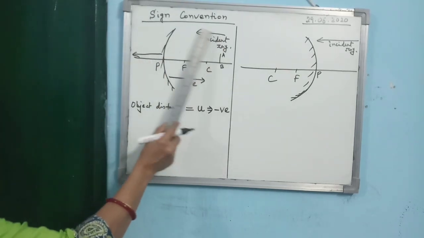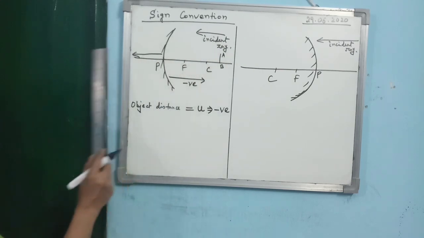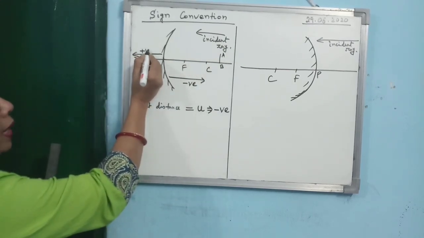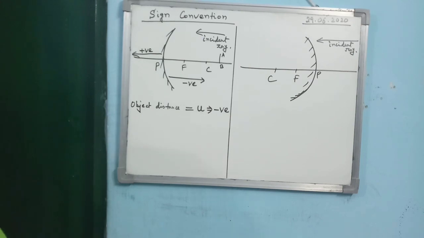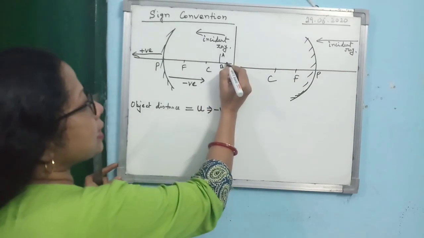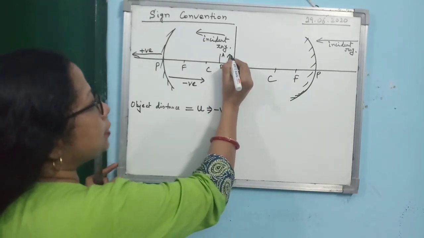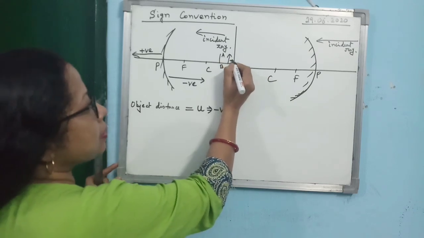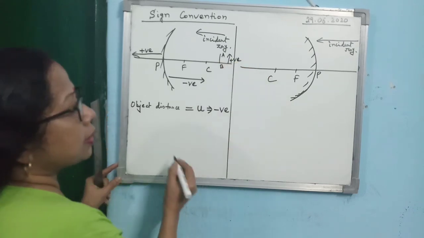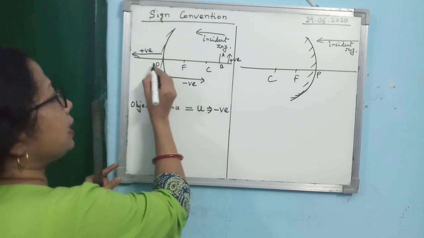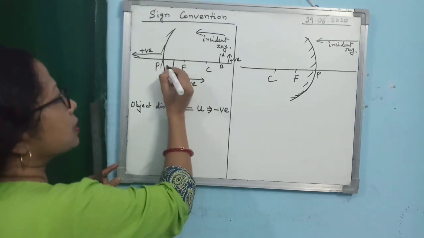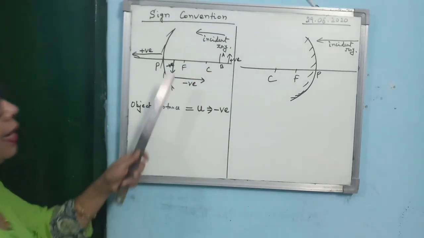Look at the incident ray also going in the same direction. So the distances will be positive. Is that clear? Now you are measuring the size of the object. So the size of the object you are measuring above the principal axis, so it is positive. And when you are measuring the distance below the principal axis, then it will be negative.